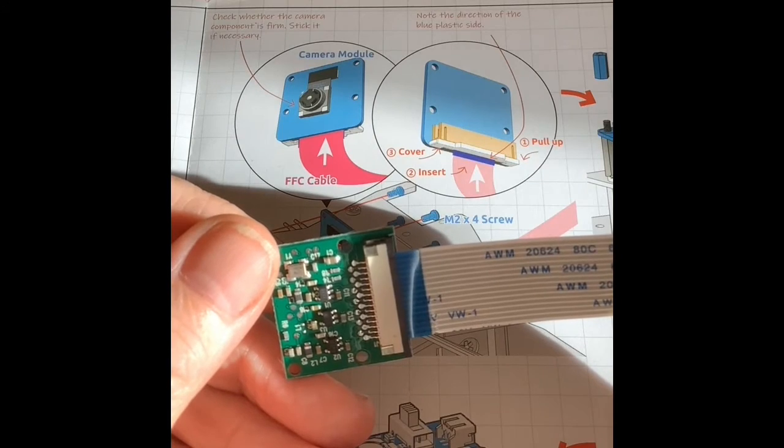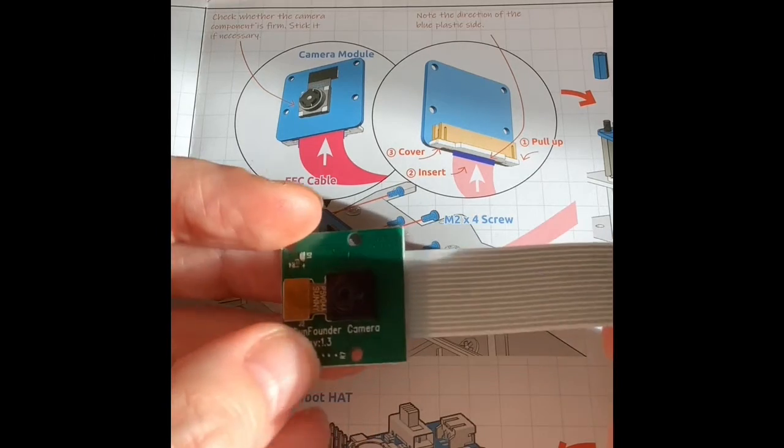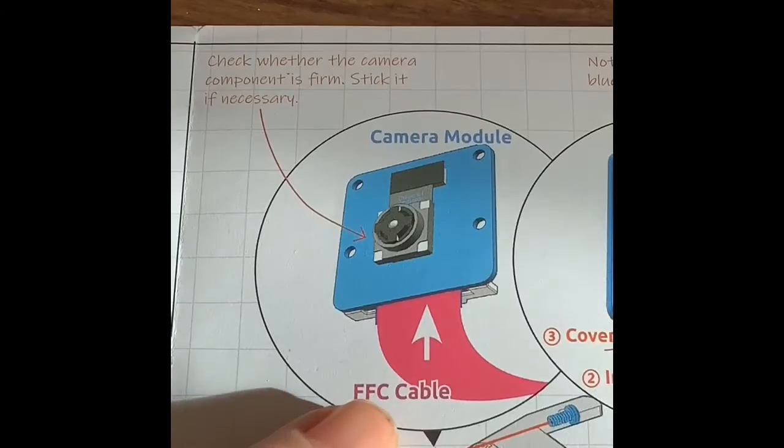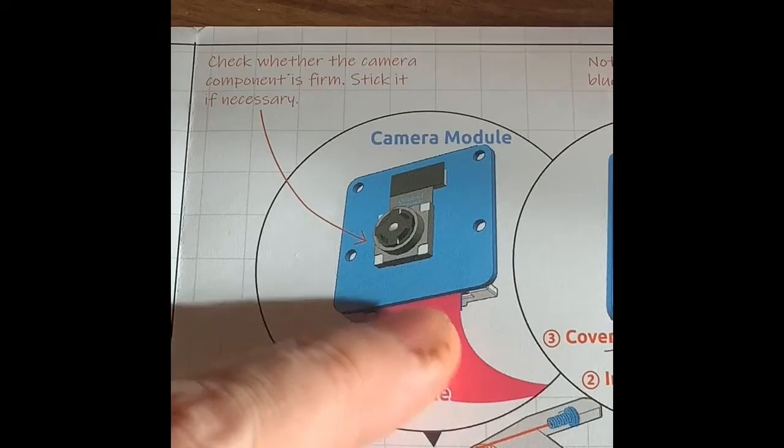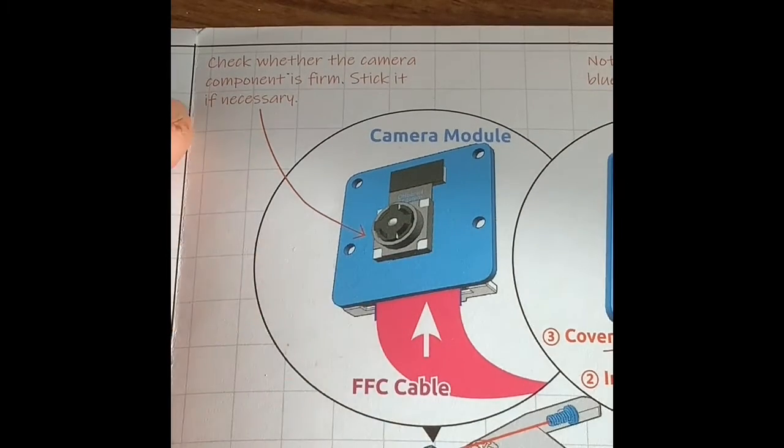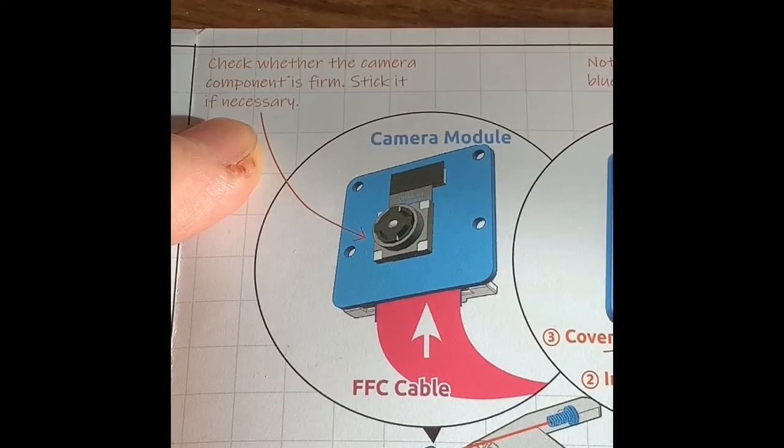Paul's already attached the cable to the camera. So it shows you in this diagram pushing the cable up into the camera module. It says check whether the camera component is firm. Stick it if necessary. So do you think it needs sticking, Paul? Yes, it did. There was a piece of double-sided tape applied to the back of the camera and the other side needed removing to stick it to the circuit board.